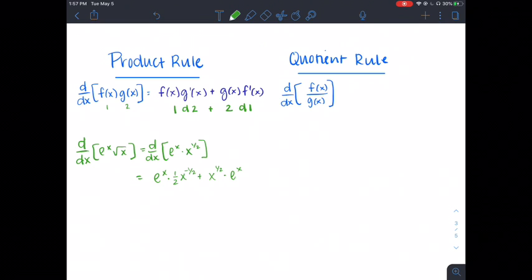And that's it. I could go through and rearrange this, and I'm going to put the 1/2 x to the negative 1/2 in front of the e to the x plus x to the 1/2 e to the x. And I could factor out an e to the x if I wanted to. I could put the fractional exponents back into the square roots. I'm not going to. I'm going to leave it this way.